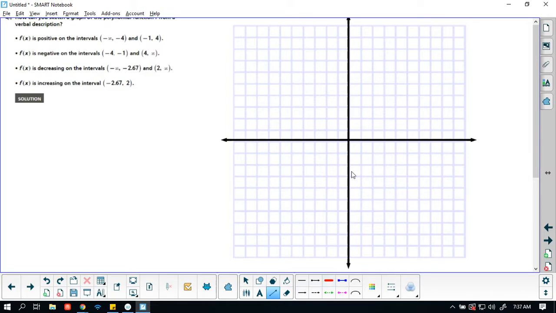So negative 4, each one of these is going to be 1 unit. So this is 1, 2, 3, 4, and I put a line there. I'm also going to state my units. So this is 1, negative 1, negative 2, negative 3, negative 4, and 1, 2, 3, 4.